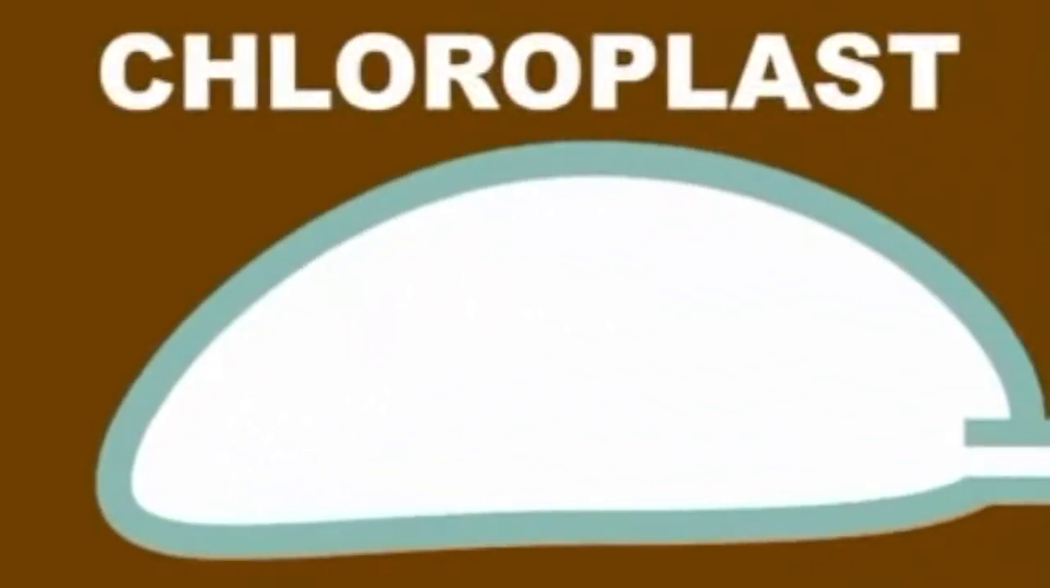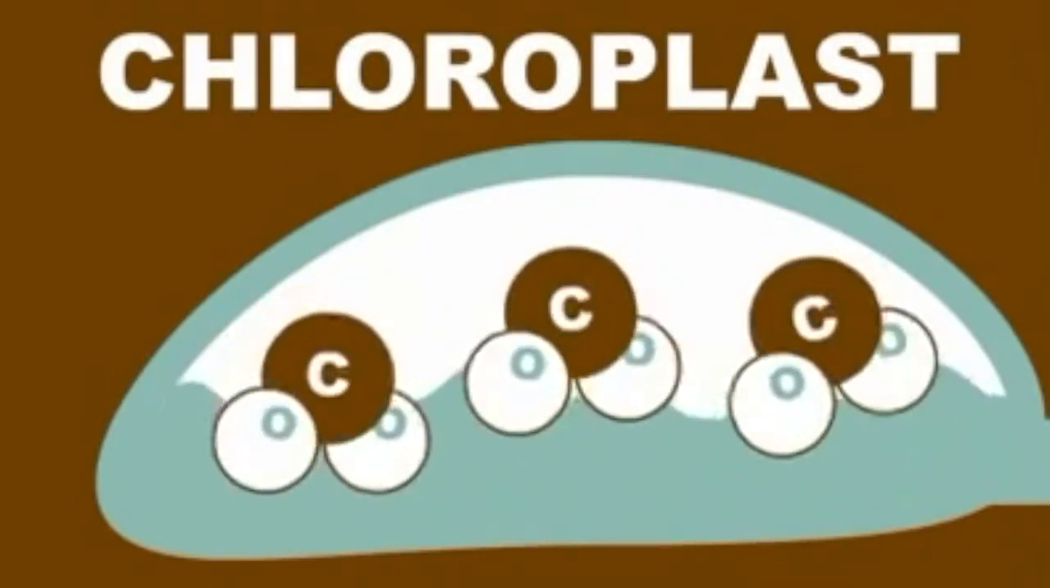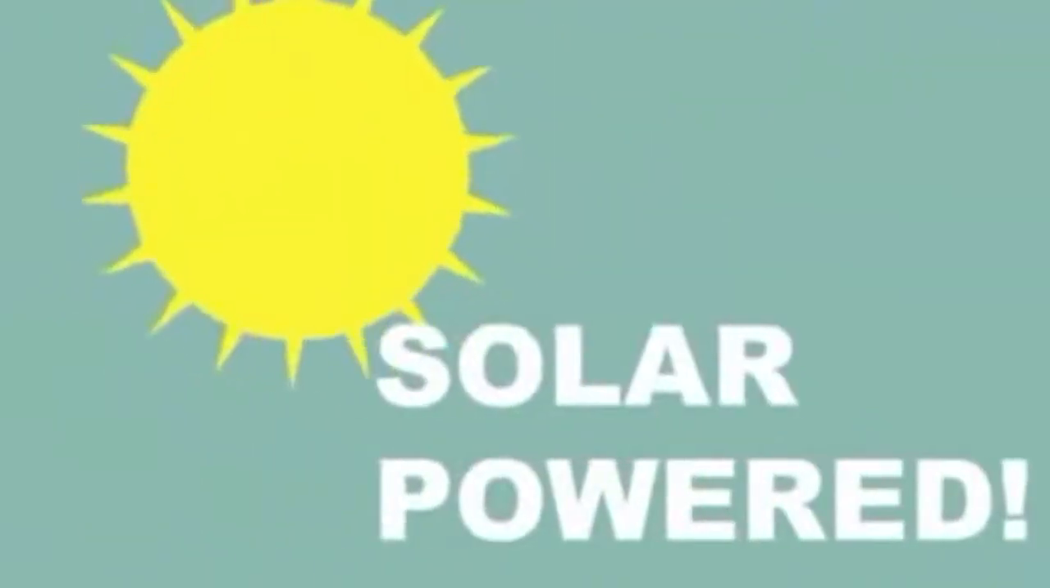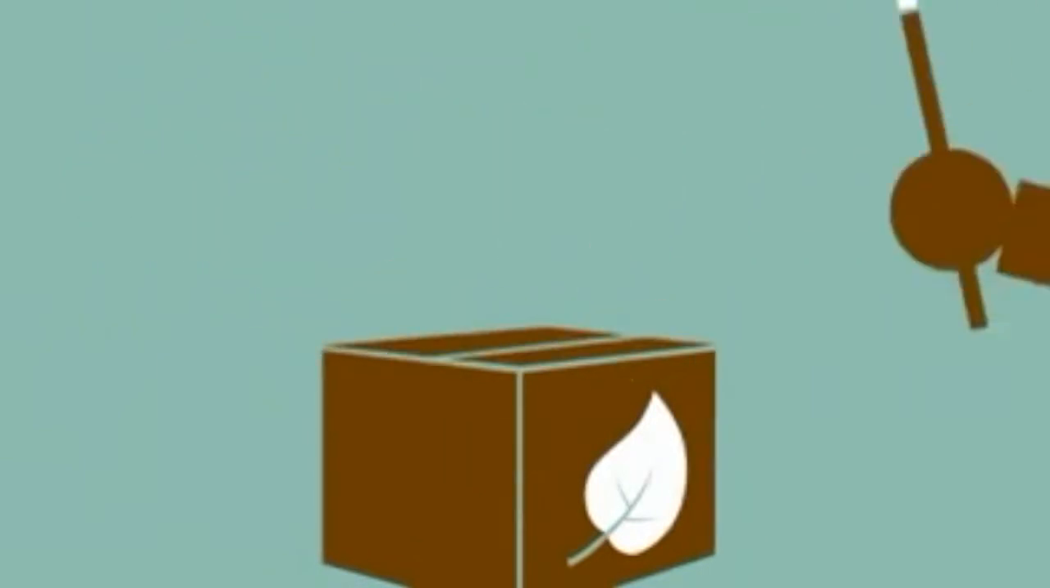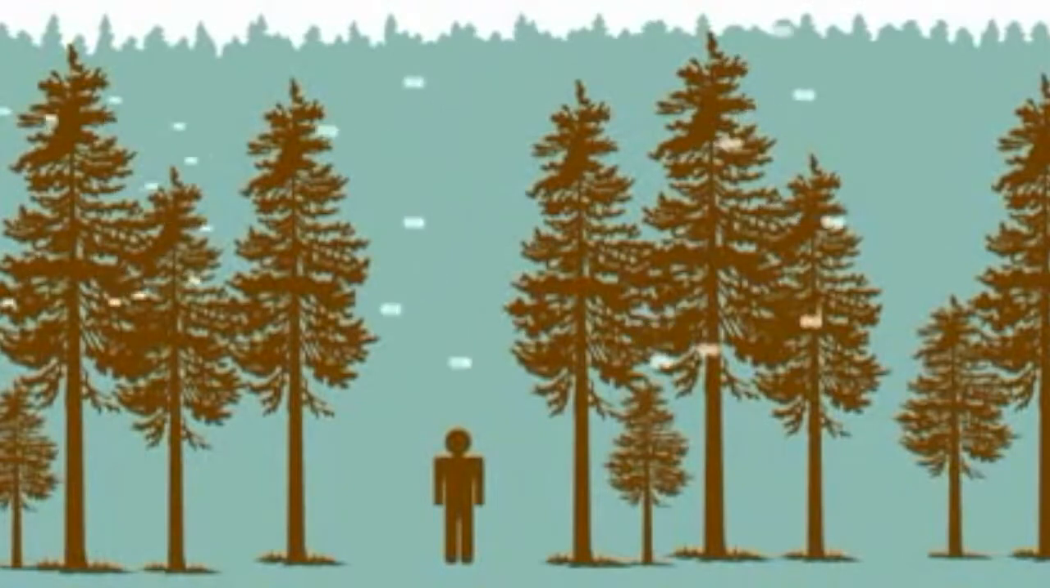The water and the carbon dioxide collect in little cell globs called chloroplasts that contain chlorophyll. It's the stuff that gives plants their green color. Chlorophyll uses sunlight as fuel to transform carbon dioxide and water into oxygen and sugar. Ta-da! The trees use the sugars to grow bigger and stronger, storing carbon in the process as wood, and release the oxygen back into the atmosphere for us to breathe.